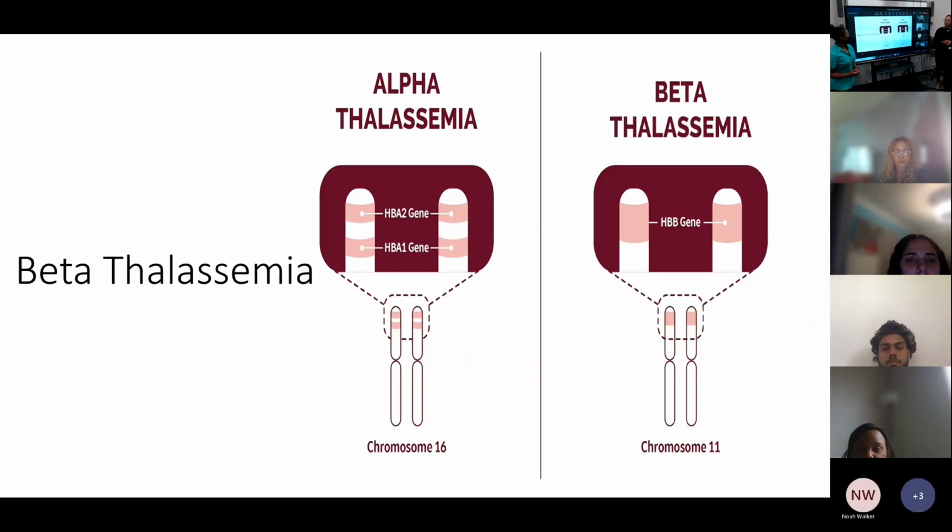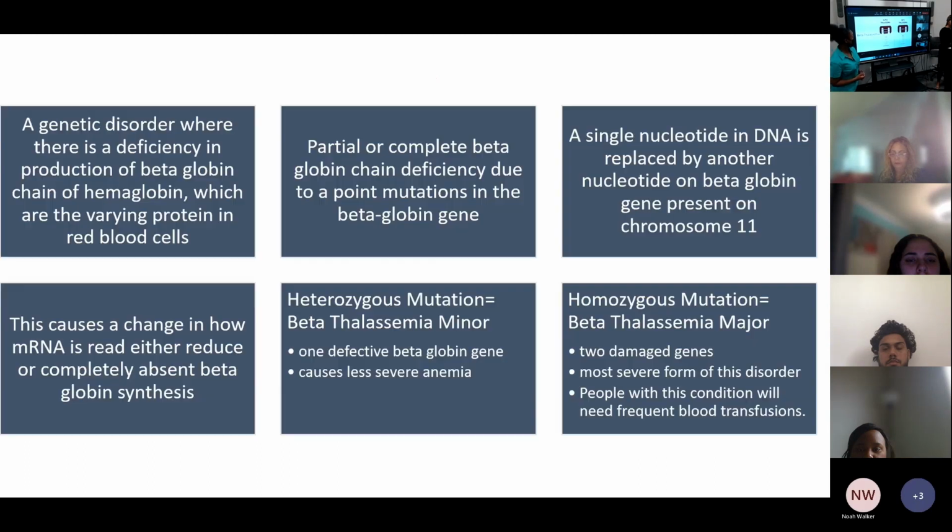So here I will talk about beta thalassemia. The main difference between alpha and beta is that alpha is on chromosome 16 and beta is on chromosome 11. Beta thalassemia is a genetic disorder which is deficient in the production of the beta globin chain of hemoglobin, either partial or complete. A single nucleotide in DNA is replaced on chromosome 11. This will cause mRNA to be read differently, either as completely absent or reduced. Then it will cause either a heterozygous mutation, which is beta thalassemia minor.